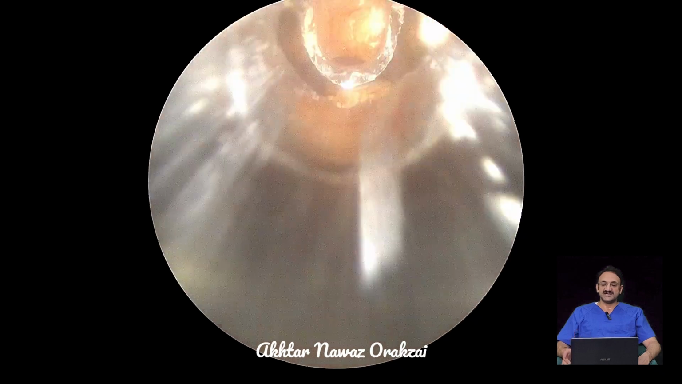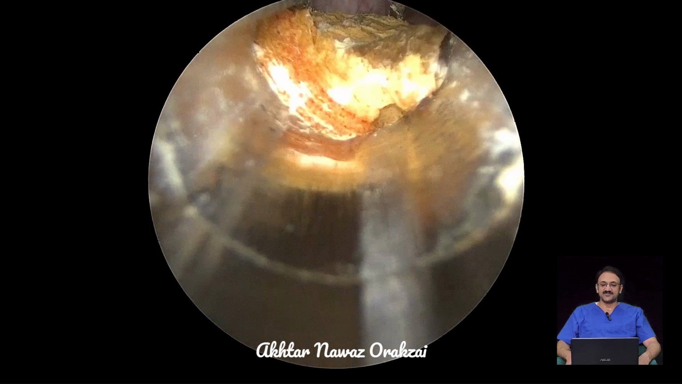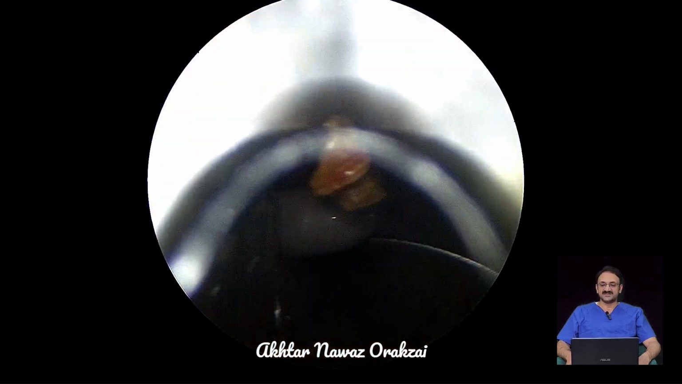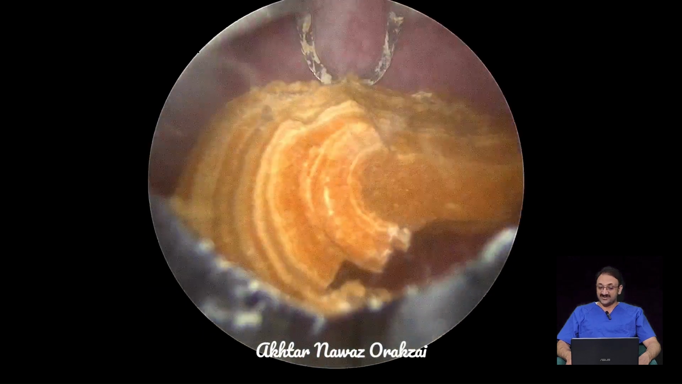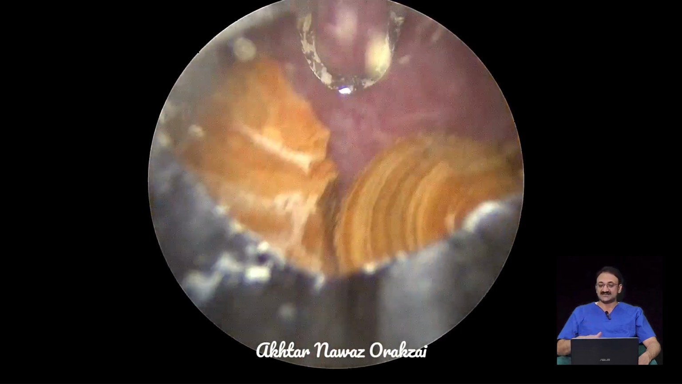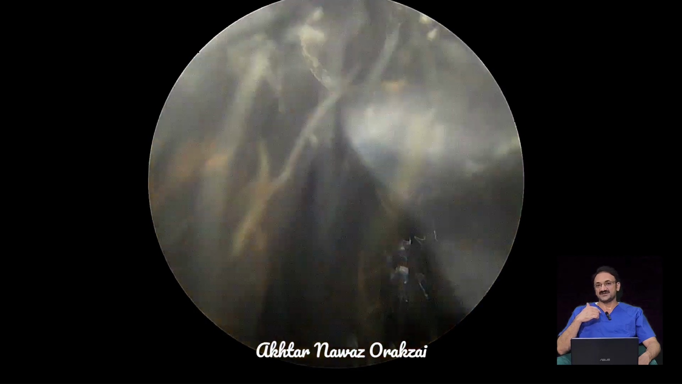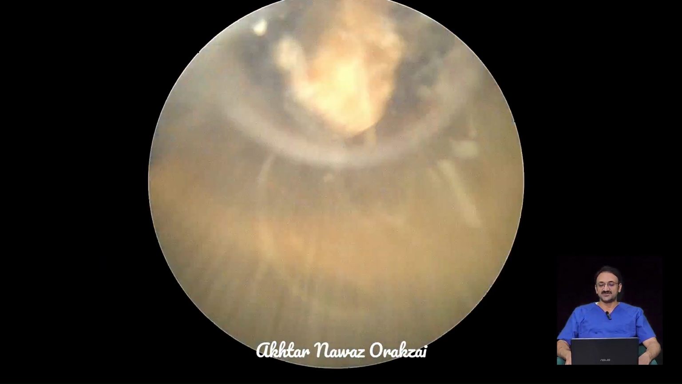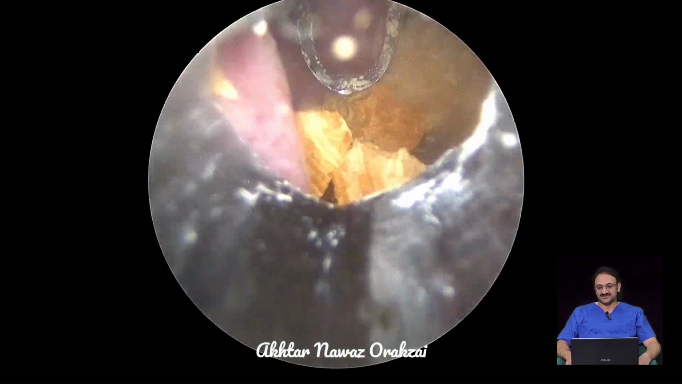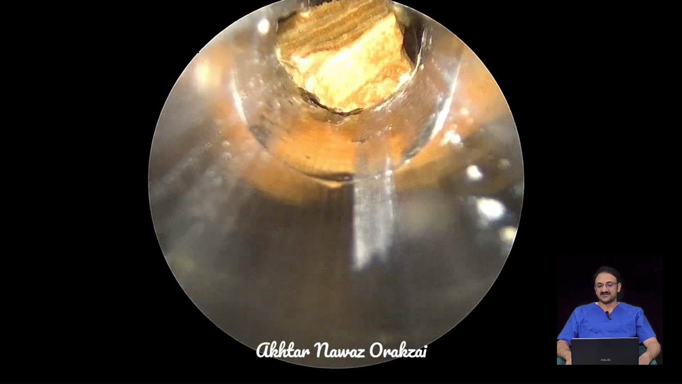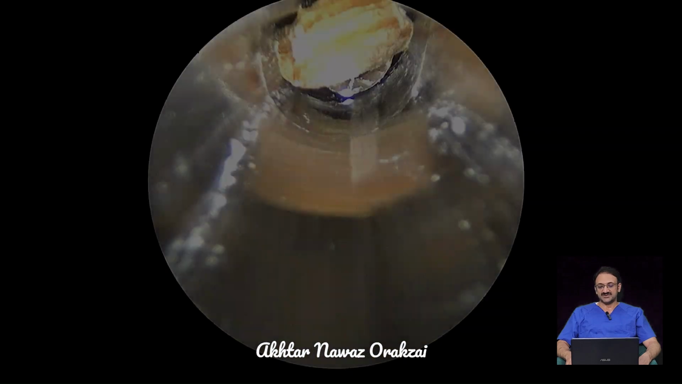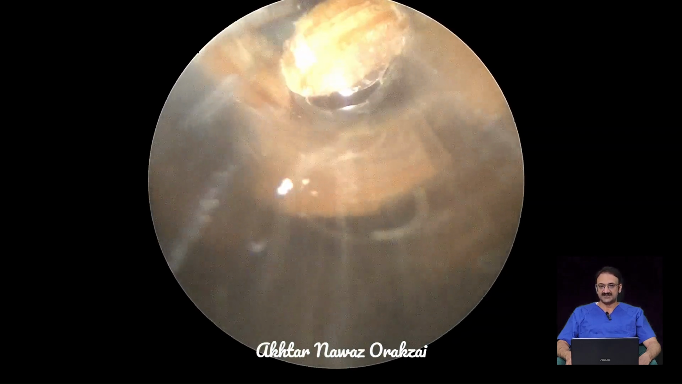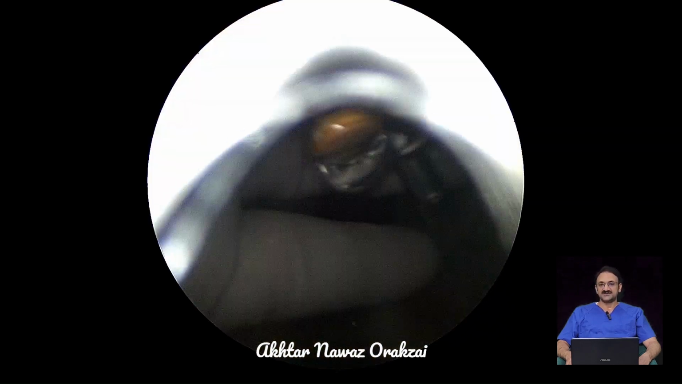Now you can see that the stone punch can very easily grab all the pieces, and those can be removed. However, even in this case, there was a little bit of mucosal injury on the posterior wall near the dome because of the stone punch. However, the stone is completely fragmented, and then it is completely removed.